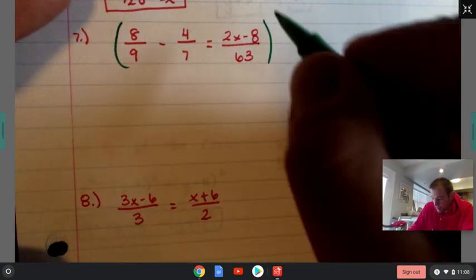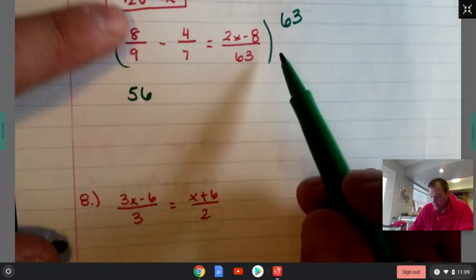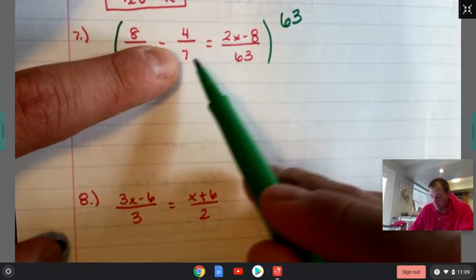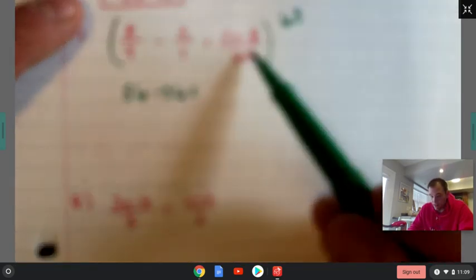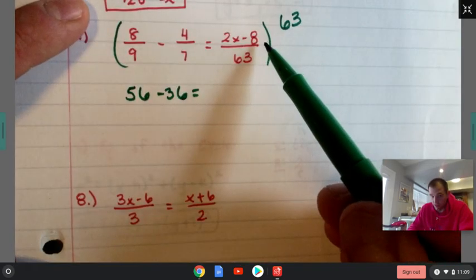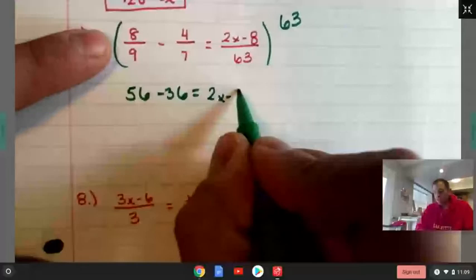So if I multiplied this first fraction times 63, 63 divided by 9 is 7, and 7 times 8 is 56. Same thing here. 63 divided by 7 is 9, and then 9 times 4 is 36. And then on this last one, the 63s are just going to cancel out. So I'm left with 2x minus 8. And now it's just like any problem you've ever done. 56 minus 36 is 20. Then you would add 8, divide by 2.